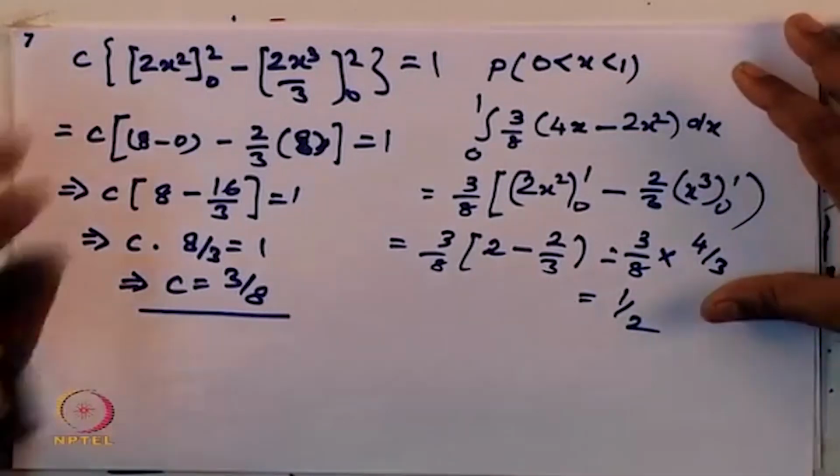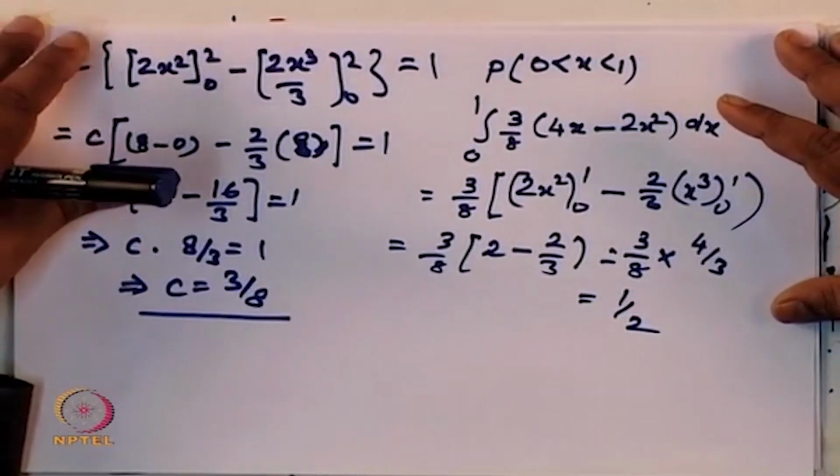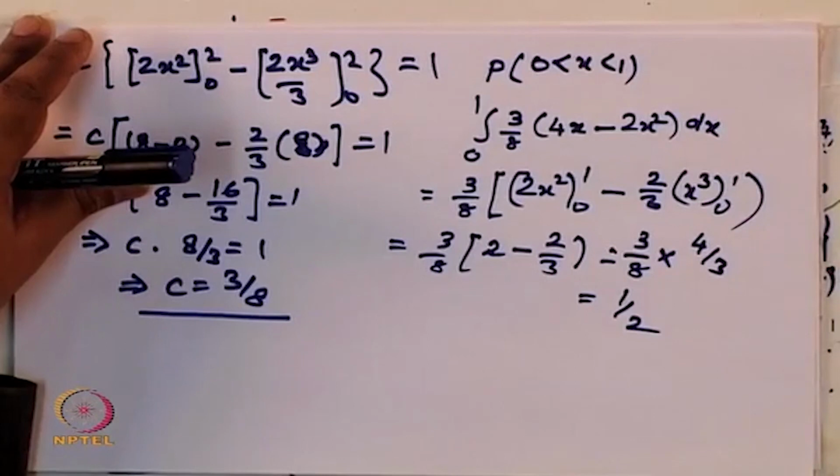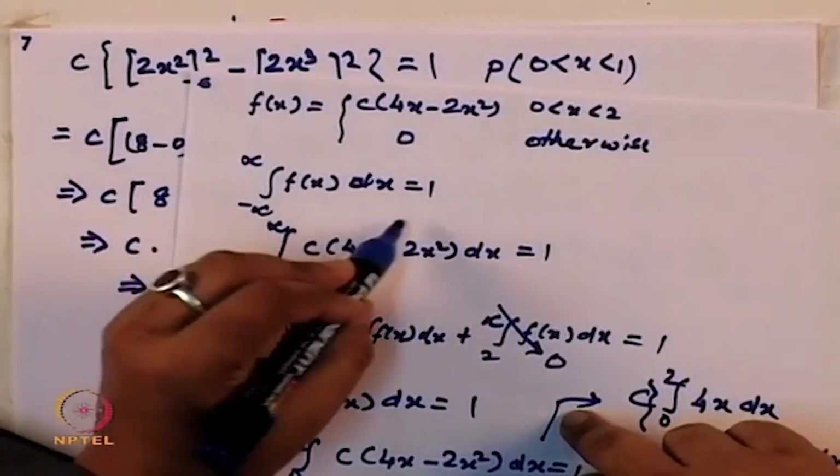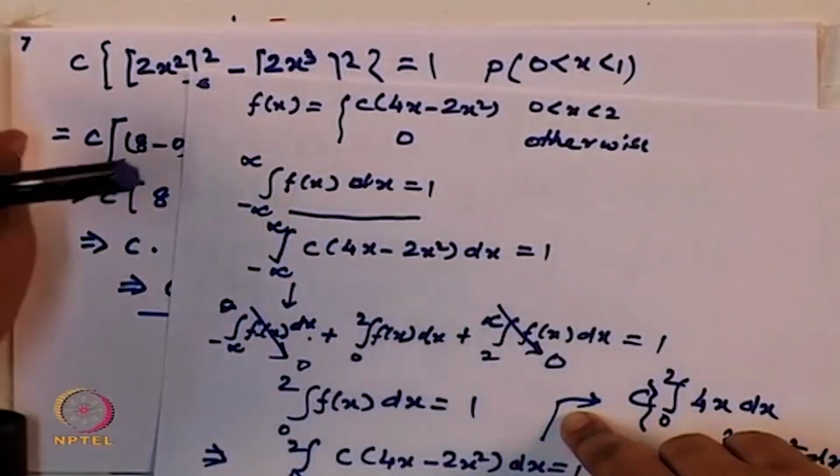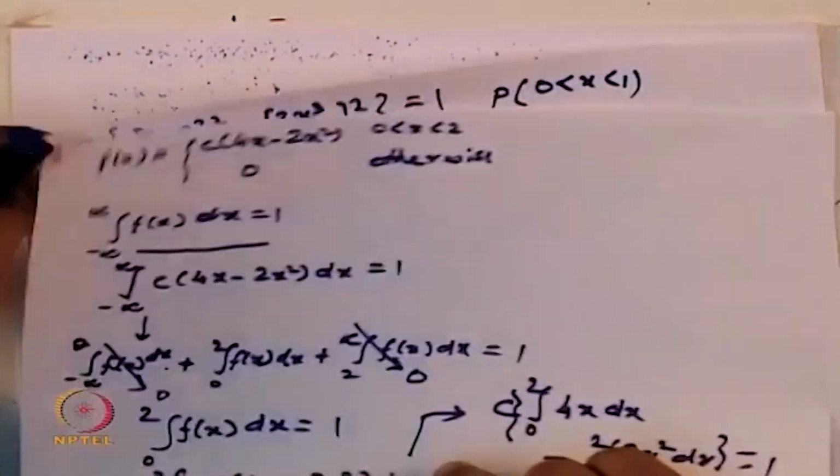So, this is how you calculate the expression for a probability density function using the constraint that the integral from minus infinity to infinity of f(x) dx must always give you a value of 1.